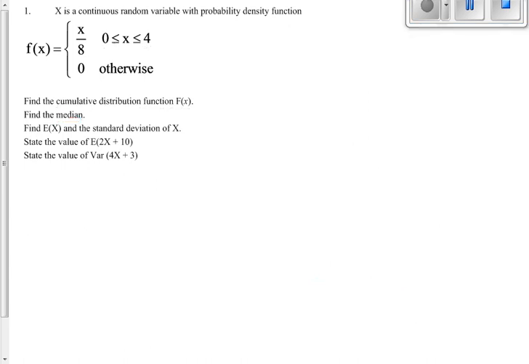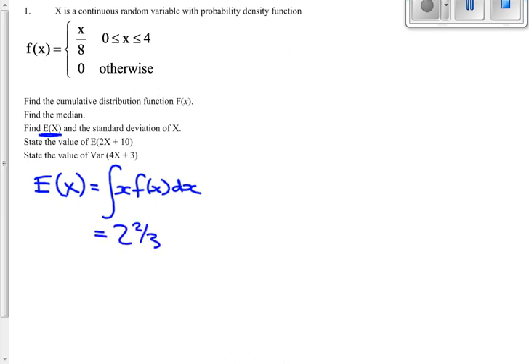So let's put a new page up here and do that question again now. Looking on to the expected value of x, and this is just all the stuff we did in the last review sheet. So the expected value of x is equal to the integral of x times f of x dx. If you go with that integral, that turns out to be 2 2/3.